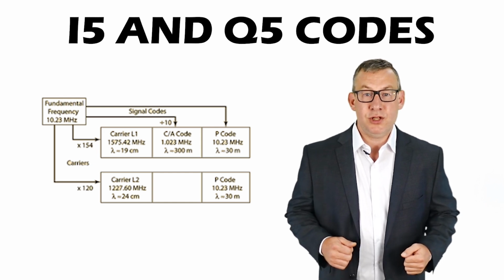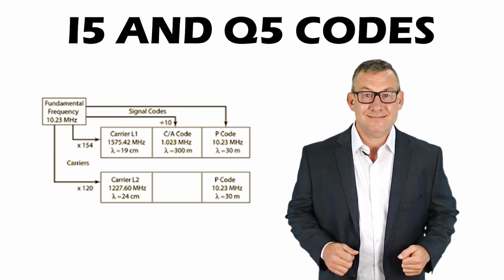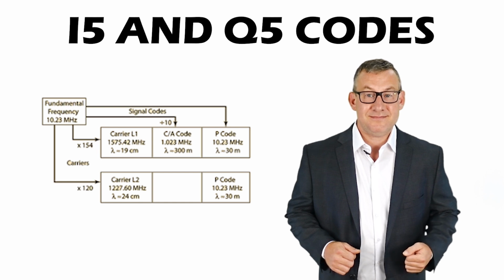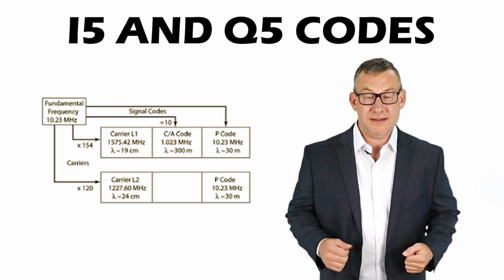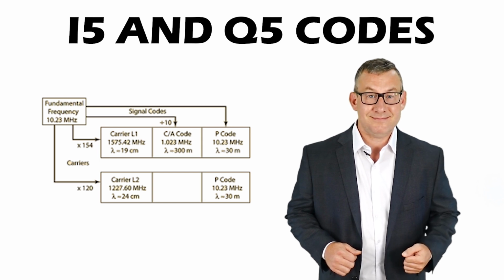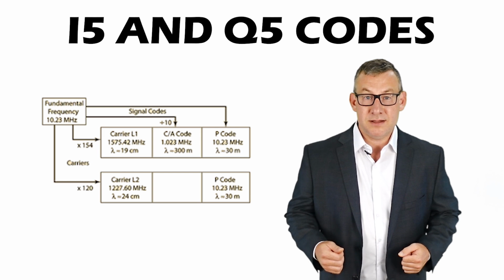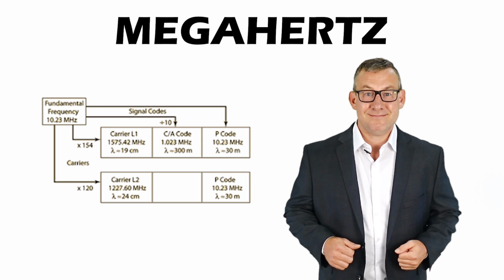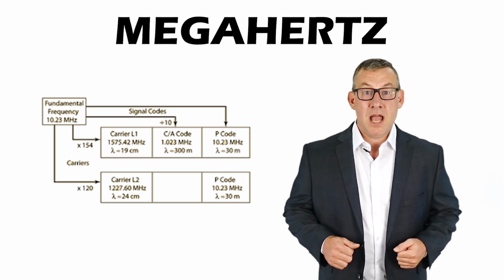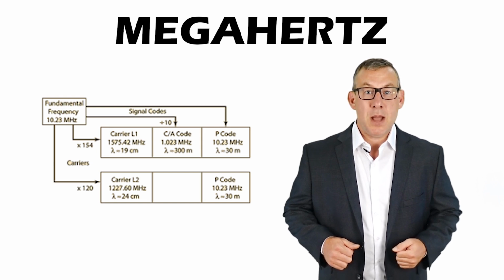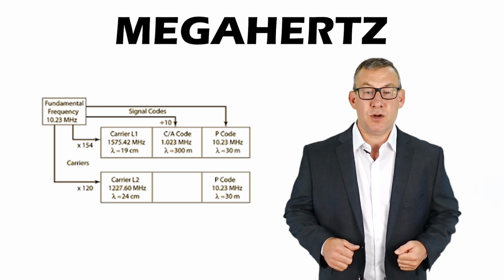The I5 and Q5 codes. I5 stands for in phase. Q5 stands for quadrophase. The I5 and Q5 codes are modulated in the L5 carrier. They are independent but synchronized. Megahertz. Megahertz measures millions of cycles per second.